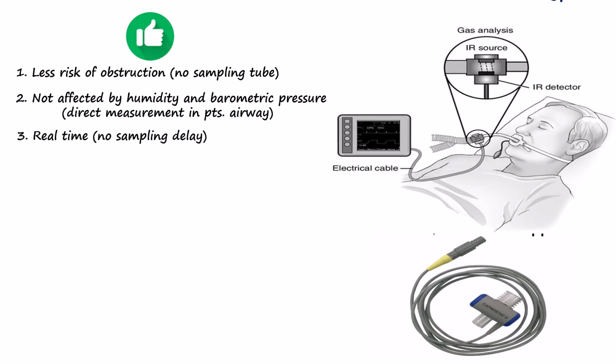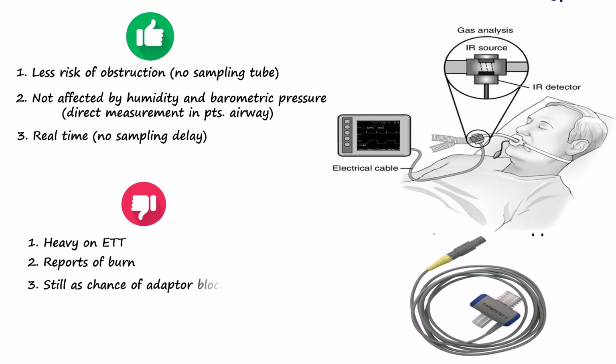There are also some disadvantages associated with mainstream capnography. The airway adapter and the sensor add weight to the end of the endotracheal tube, which often requires additional support. In older models, there have been reports of minor facial burns. The sensor window can become obstructed by secretions, affecting accuracy. Additionally, the positioning of the sensor and airway adapter can be challenging in certain patient positions, such as the prone position.